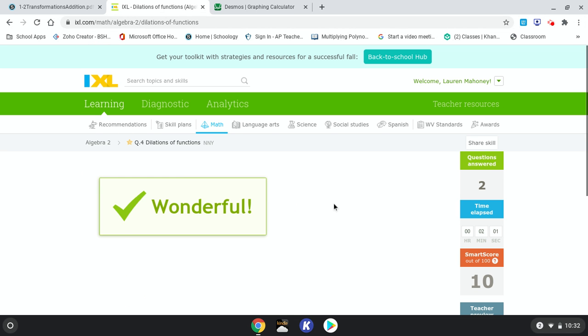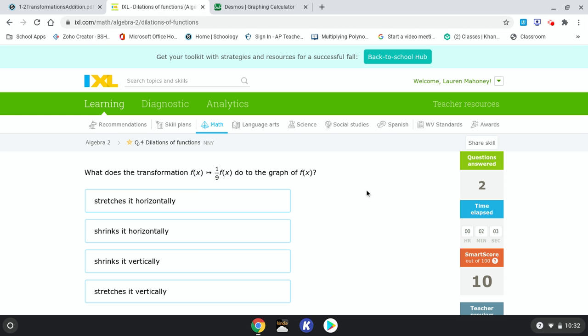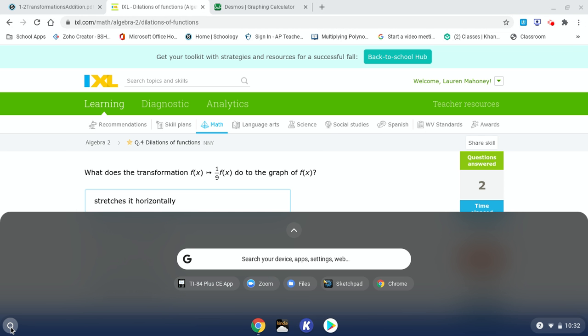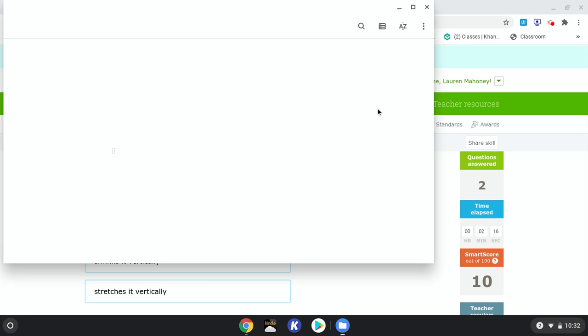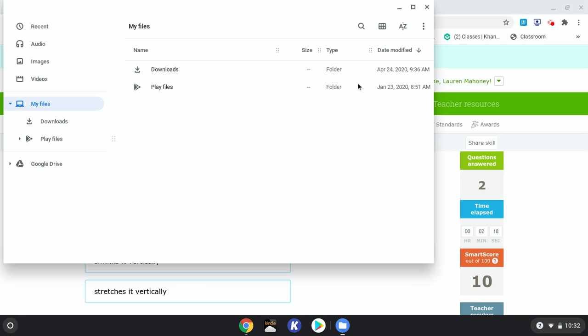So this one, you see the 1/5 on the outside. So since it's on the outside, that means it's acting in the vertical. And since it's a fraction, it is going to widen out. So vertically, it is going to be shrinking. Stretching vertically is going to make something skinny. Shrinking vertically is going to make it wider. And you can see that's the correct answer there.